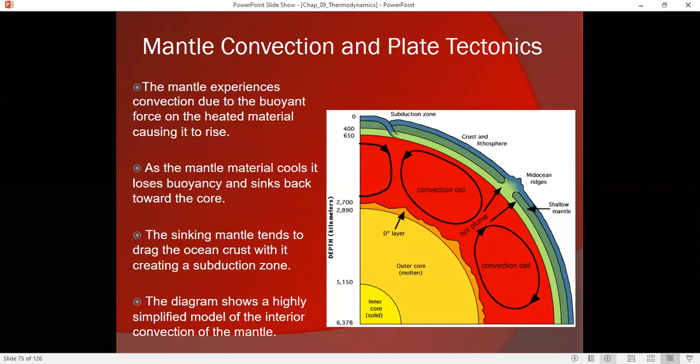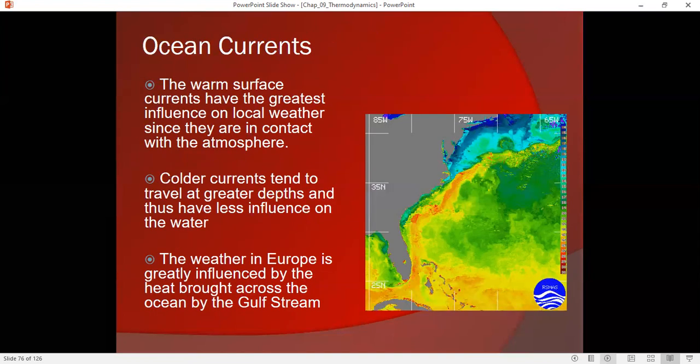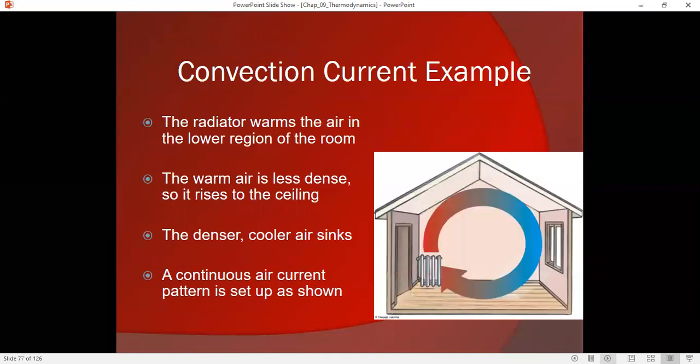But again, convection powers that. It powers plate tectonics, where the heat from the core causes the mantle to rise. The mantle rises, and as it does so, it pulls on the plates and then sinks back down. And again, for conventional purposes, we can talk about convection in our own places where we live.